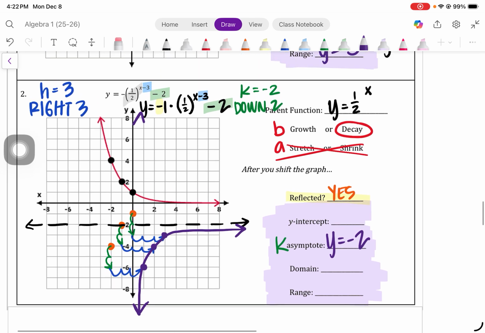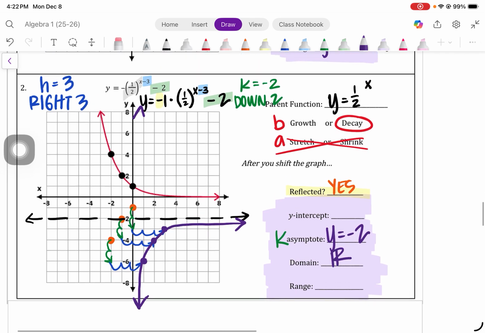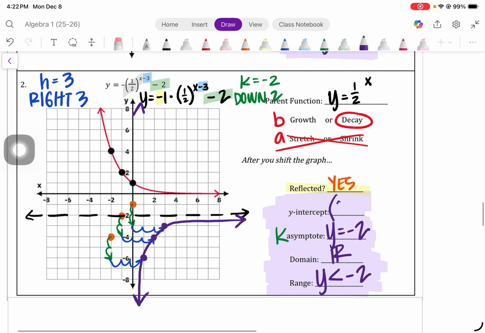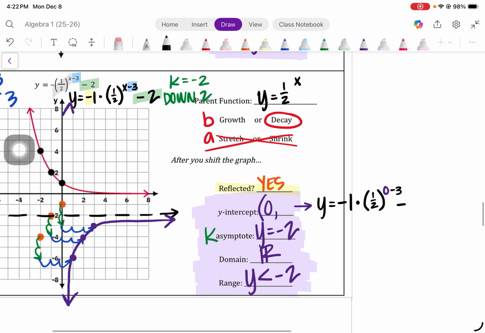My domain is still all real numbers. But notice, because we flipped and reflected, my graph is now going to be less than -2, not greater than. We're getting less. I still can't see my y-intercept, so what I have to do is know that x is technically 0. We're going to plug that into the equation, y equals. Because I see that negative sign, I'm going to go ahead and leave it as -1 times 1/2 to the 0 minus 3 minus 2.